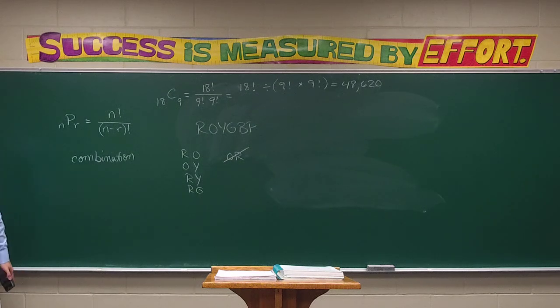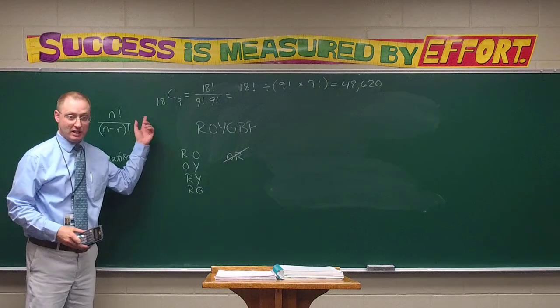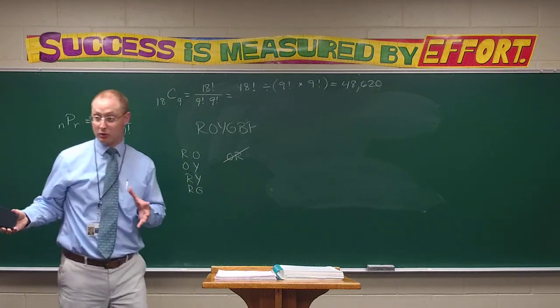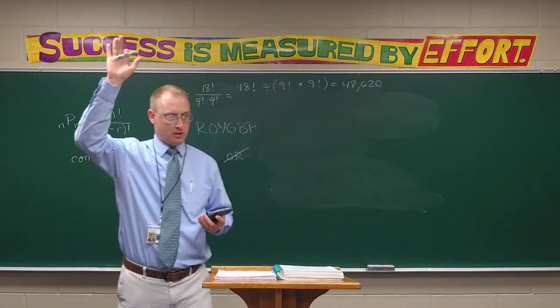48,620 different teams could be formed with 9 people in a class of 18. So the odds of a particular group of 9 is actually pretty, how many have that same answer? 48,620.